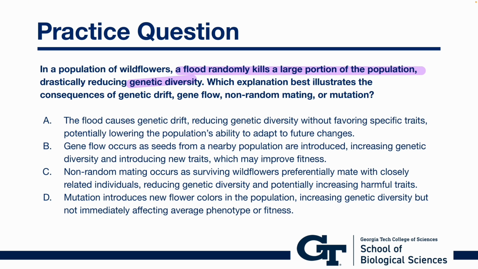Is this happening randomly? It's a flood, so there are no changes in our DNA. We're not mutating. We're not changing the base pairs. Non-random mating. Flowers are not able to sexually select like that. After the flood, they're not going to preferentially mate based on something like flower color. Flowers cannot arbitrarily do that, at least for the point of this class, and I mean, they're flowers. Okay, so now we're down to genetic drift and gene flow.